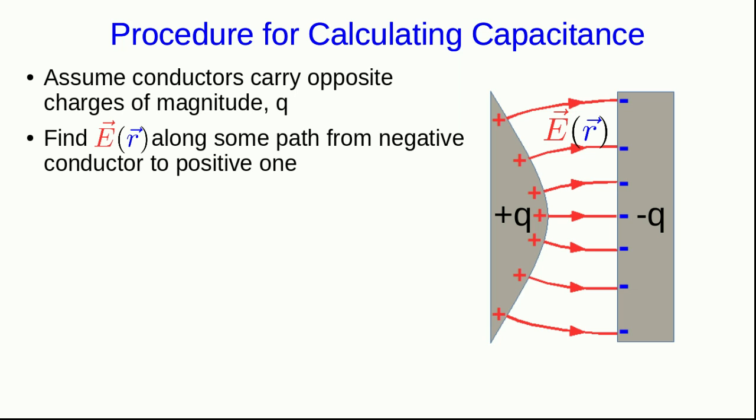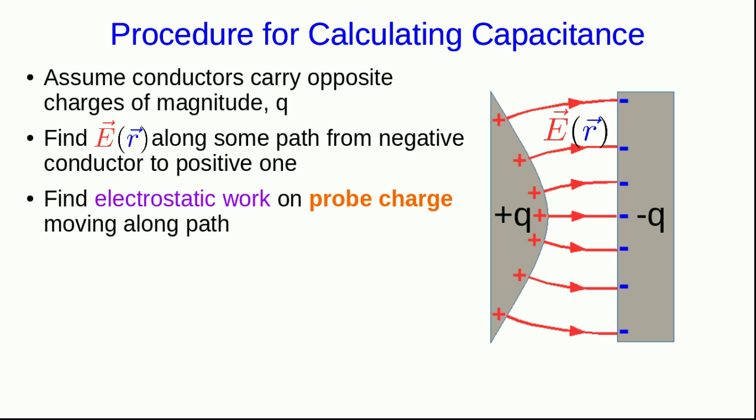And you now find the E field along some path from the negative conductor to the positive one. You can find that E field any way you want. Superposition of fields, Gauss's law, whatever's easiest. And the reason we need to know the E field along a path is that we're going to find the electrostatic work on a probe charge that moves along that path.